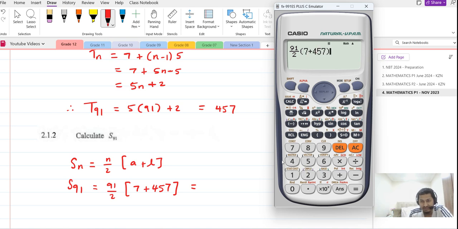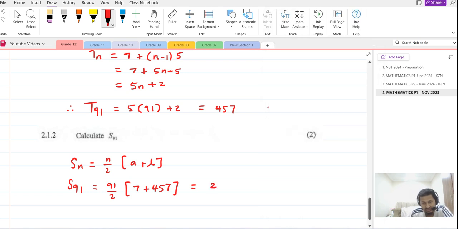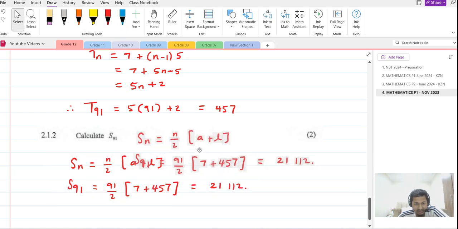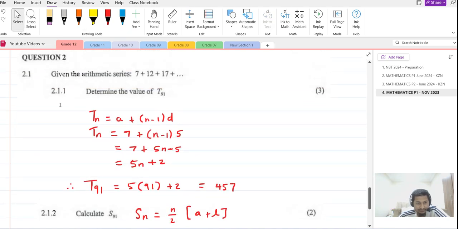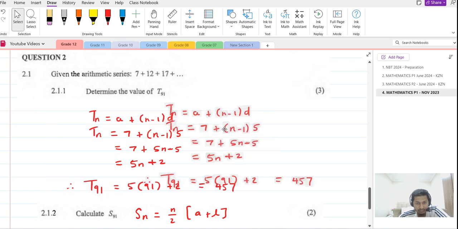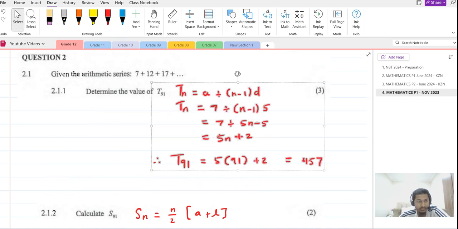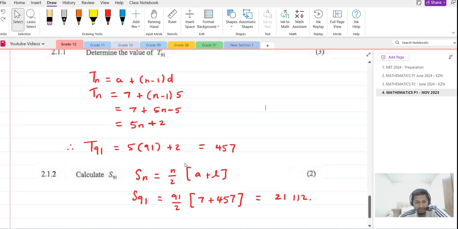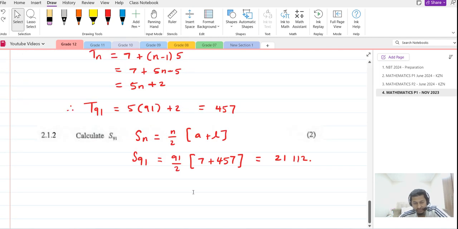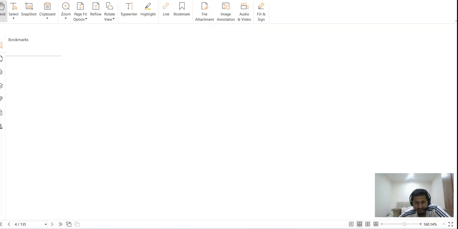You see, first term, last term, the 91st term is the last term, right? And that's the answer, 21,112. I hope you guys are understanding, because we want the sum to the 91st term, sum to 91 terms. Right, so you can use the 2a plus n minus 1 d from the formula sheet. You should get the same answer. Moving on to the next question.